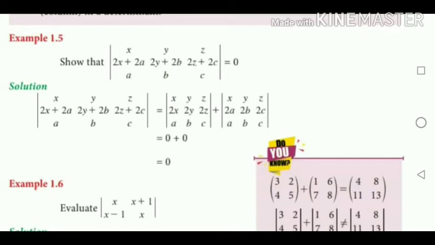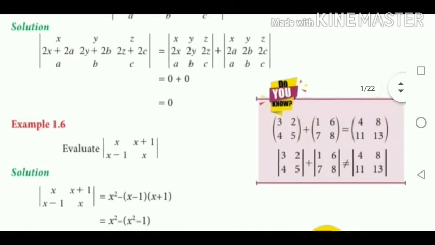Okay, listen here. In the second row, we have 2x plus 2a, 2y plus 2b, 2z plus 2c. It is given like this, so a plus sign is there. So instead of writing like this, I split it into two matrices, as given in the solution. First row x, y, z. In both matrices, the first row contains the same elements: x, y, z. In the second row of the first matrix I am writing 2x, 2y, 2z, and the plus 2a goes to the second matrix, that is plus the determinant with rows x, y, z; 2a, 2b, 2c.